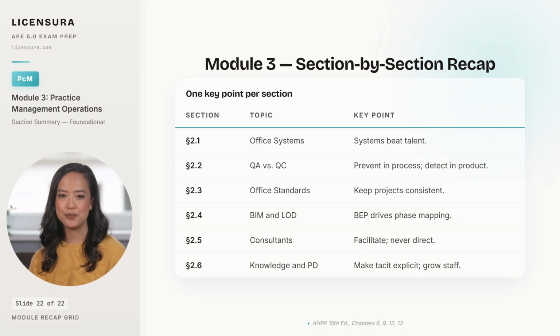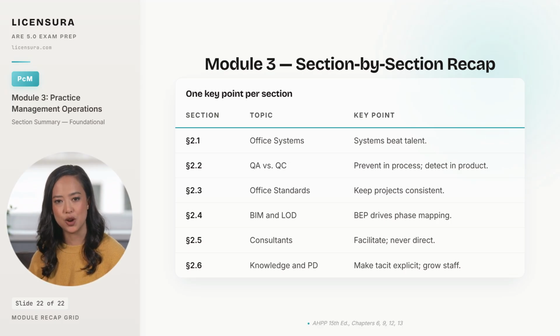Section 2.4 covered building information modeling and the LOD scale, with the critical point that the BIM execution plan drives how LOD maps to project phases, not the level of development number alone. Section 2.5 covered consultant coordination, where the architect facilitates and integrates rather than directing technical work. The architect is not licensed to perform. And Section 2.6 covered knowledge management and professional development, where the central move is converting tacit knowledge into explicit documentation and growing staff capabilities on purpose rather than by accident.